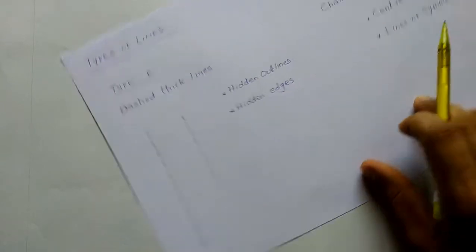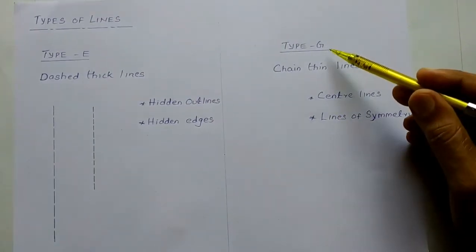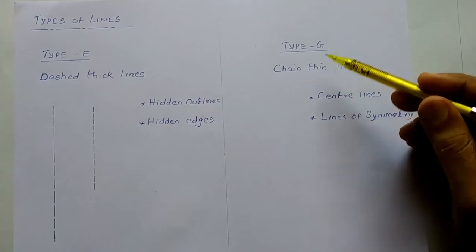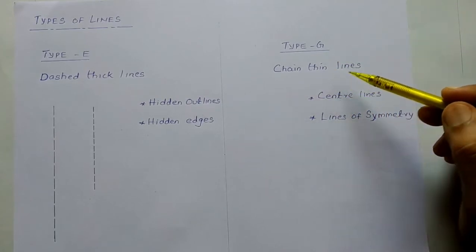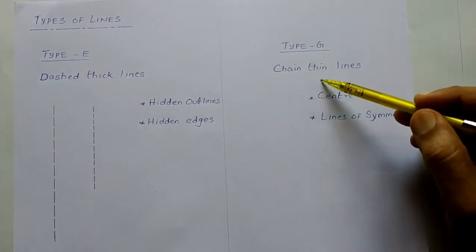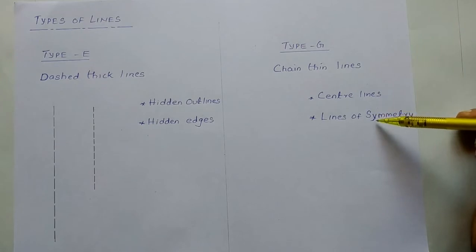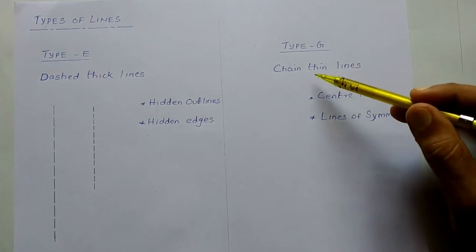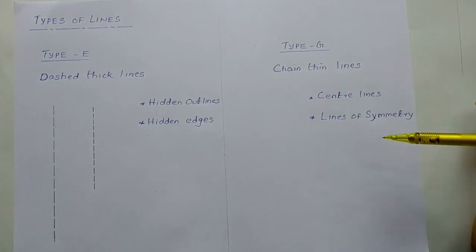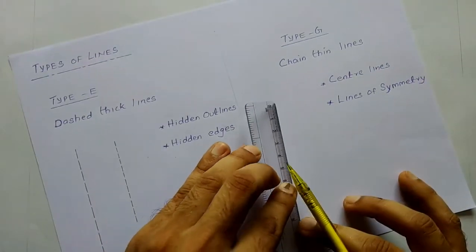Now we shall learn type G lines. Type G lines are known as chain thin lines. They are usually used for drawing center lines and lines of symmetry. So how to draw a chain line? Let us observe it.